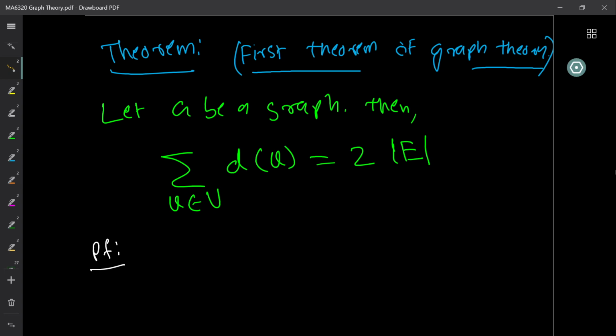Let us look at a very simple theorem. This is called the first theorem of graph theory, and it is almost immediate, and the proof is immediate. Suppose G is a graph. Then the summation over all vertices v belonging to V of the degree of v is twice the number of edges. Can you think of a proof? Just a one line proof. If you think about it for a minute, you will be able to see it very clearly. So how do you prove this?